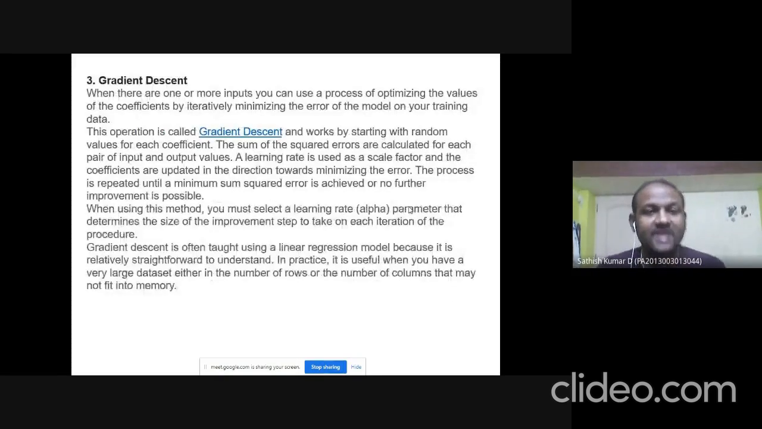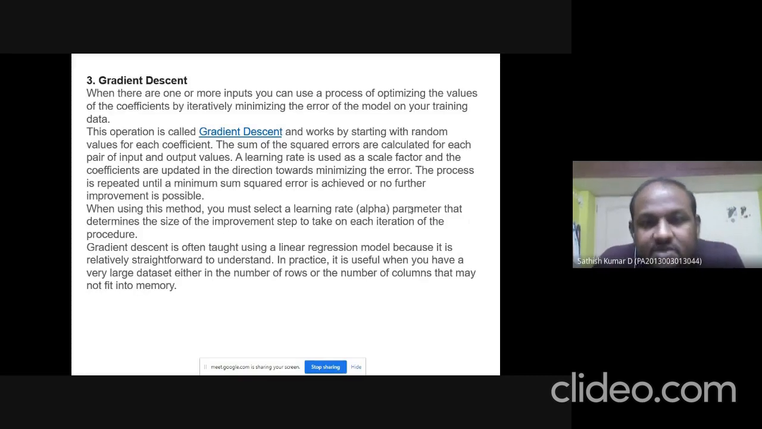The third method is the gradient descent method. When there are one or more inputs, you can use a process of optimizing the values of the coefficients by iteratively minimizing the error of the model on your training data. This operation is called gradient descent and works by starting with random values for each coefficient. The sum of the squared errors is calculated for each pair of input and output values.